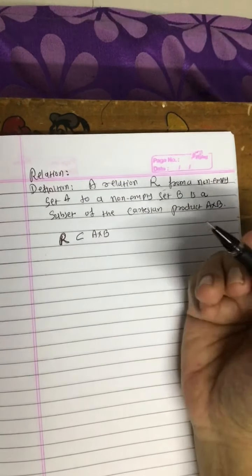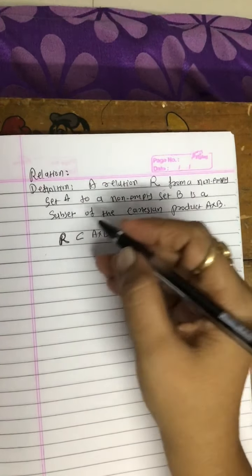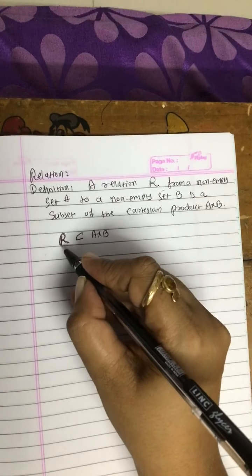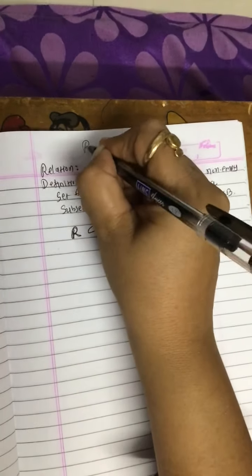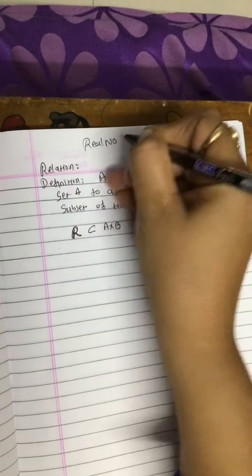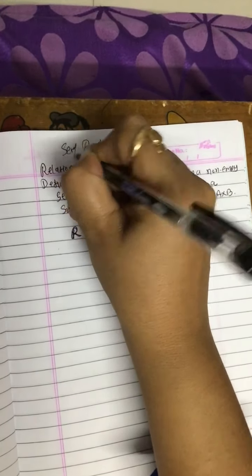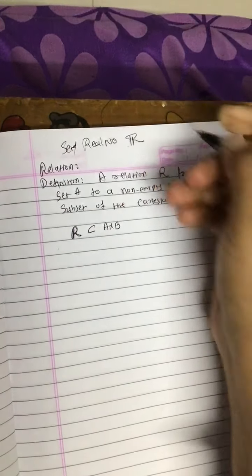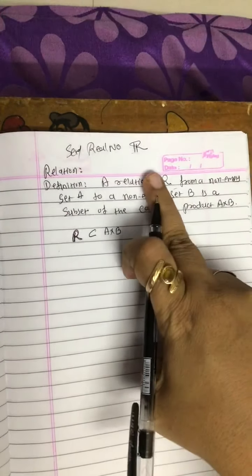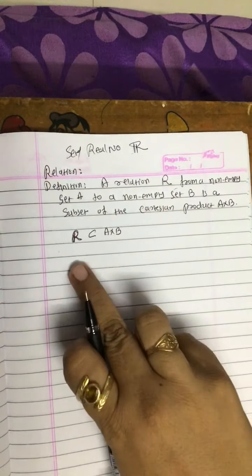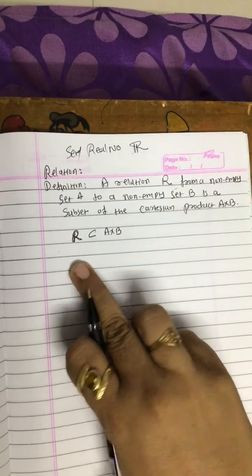Normally we come to know with the reference, but for relation we write this normal R, and for real number, to avoid the confusion, set of real numbers, I normally write R like this. So if this type of R is there, it represents the set of real numbers, and if normal capital R is there, it represents the subset.